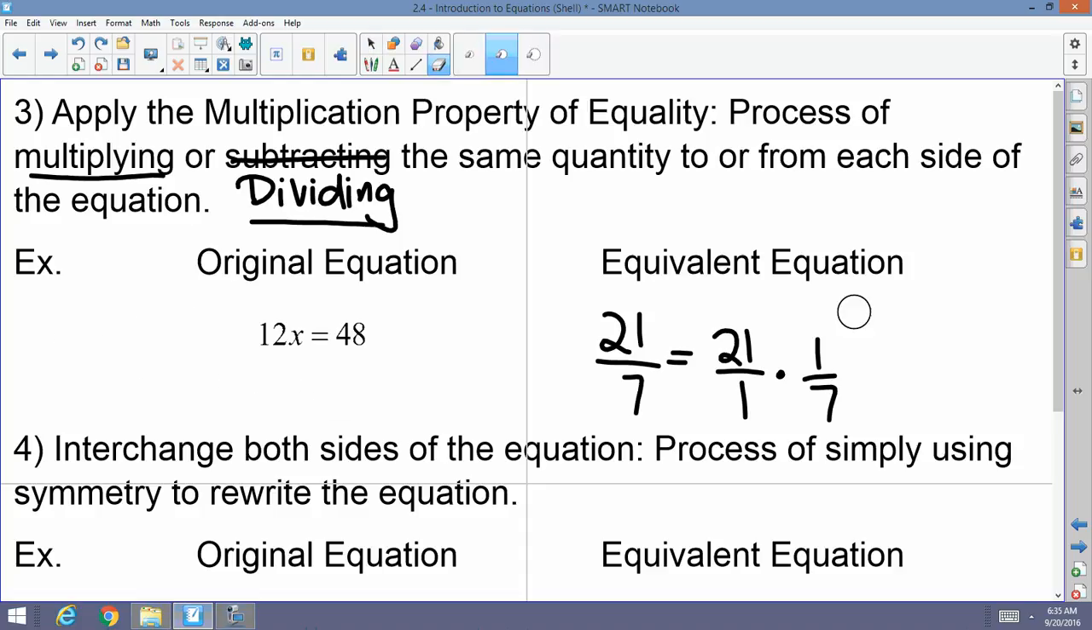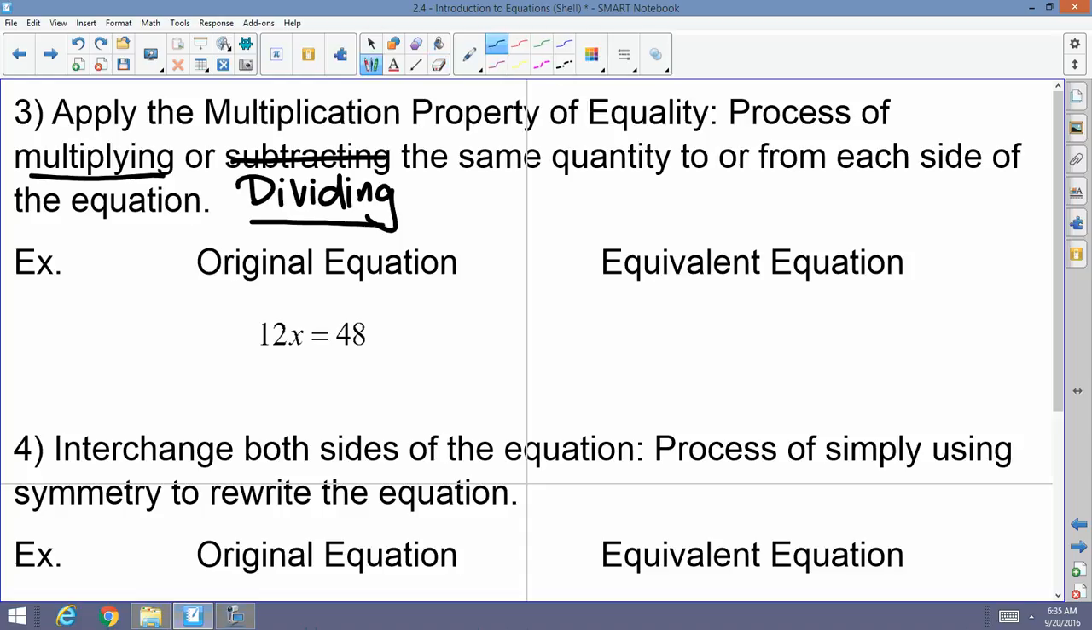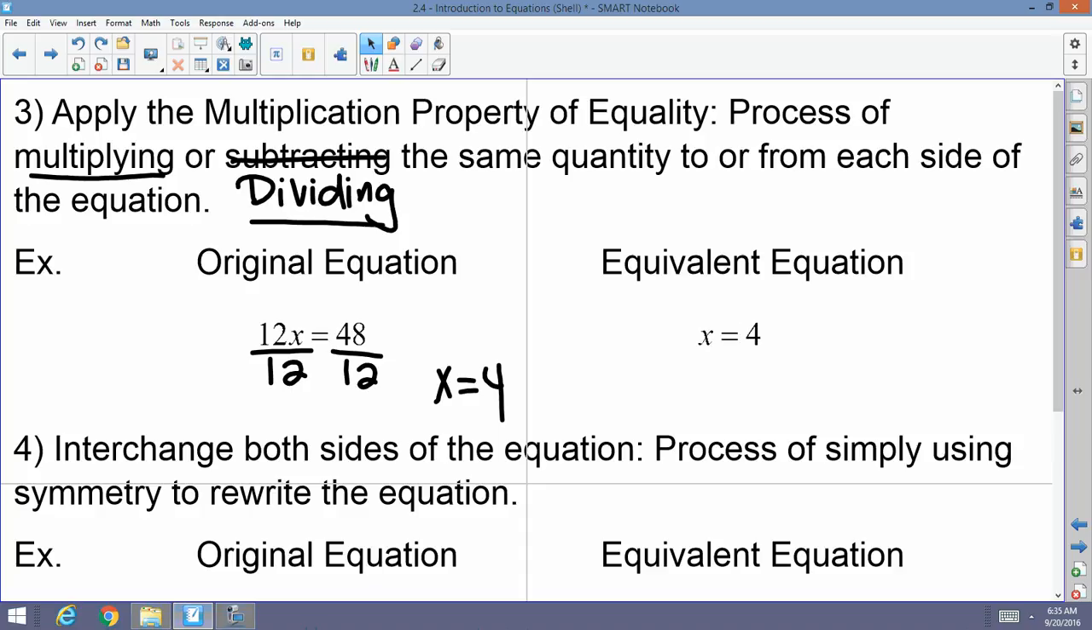I'm going to go ahead and use the multiplication property of equality and divide by 12 to both sides, where x equals 4. And I was able to divide by 12 to both sides because of the multiplication property of equality, and it leaves me with an equivalent equation of x equals 4.